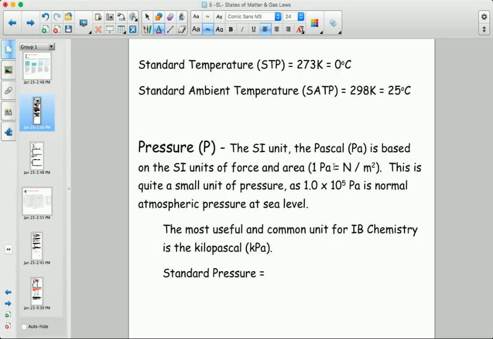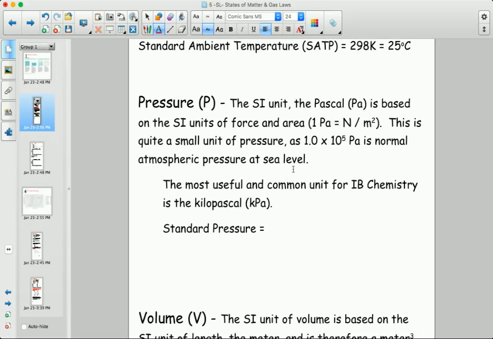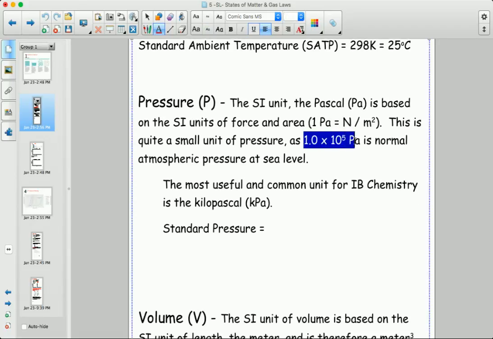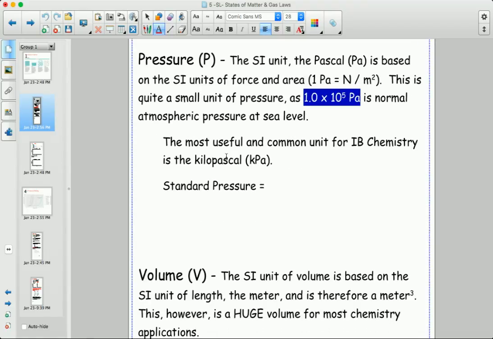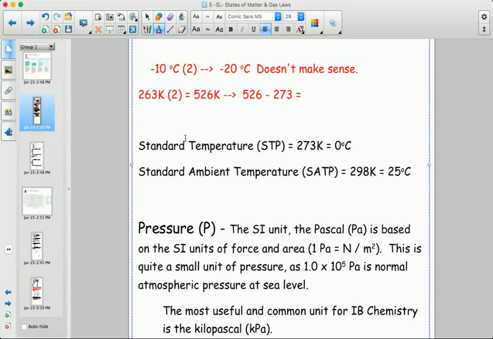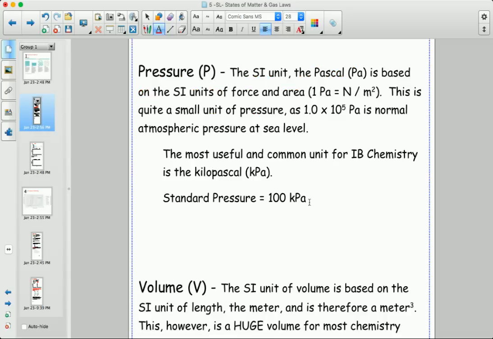For pressure, the SI unit is the Pascal. It's based on the SI units of force and area. It's a pretty small unit of pressure, so this pressure, which is 100,000 pascals, is normal atmospheric pressure at sea level. It's kind of a mouthful to use all the time, so the most useful value that we use is the kilopascal. Kilo means 1,000, and so standard pressure in kilopascals is 100, and that's a nice round number for us. So for both standard temperature and pressure, or standard ambient temperature and pressure, 100 kilopascals will be the value that we use.